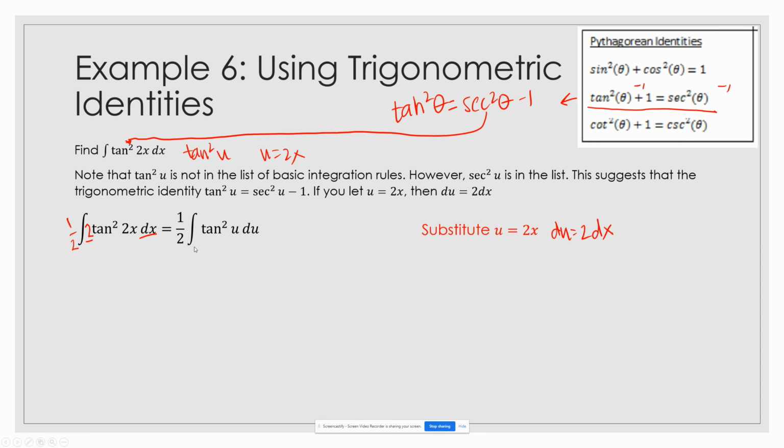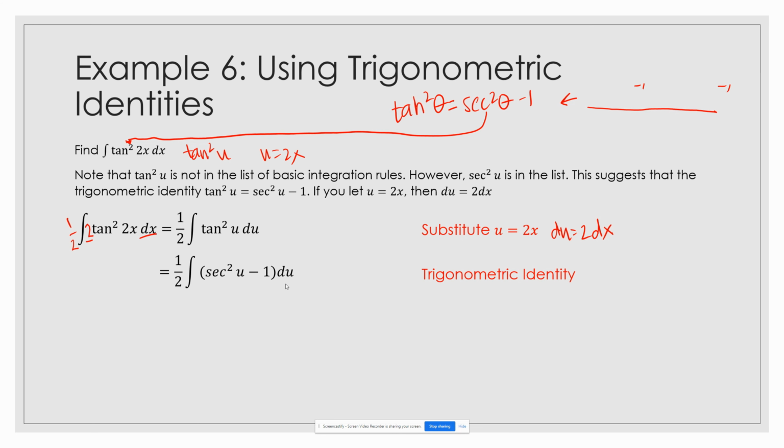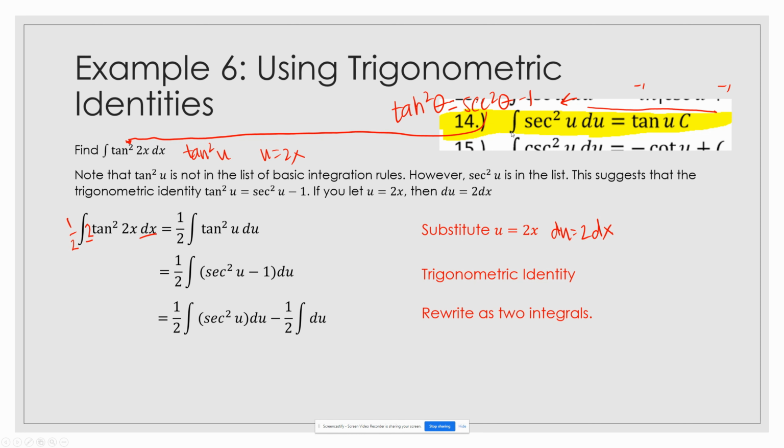Okay, so now we can replace this with the trig identity. Tangent squared of u is the same thing as secant squared of u minus 1. So now we have 1/2 times the integral of secant squared of u minus 1 du. And now we can rewrite as two integrals. So we're going to have 1/2 times the integral of secant squared of u du minus 1/2 the integral of du. And now we can use the rule from our integral table. Number 14 says the integral of secant squared of u du is tangent of u plus c.